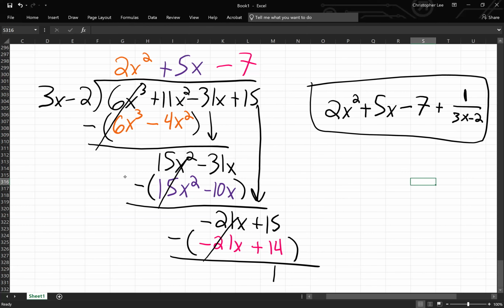Questions on that? Go ahead. The 15x squared. Perfect, right? So right here, the first one, the black one, the 15x squared. So that's 11x squared minus negative 4x squared, right? So think of it as 11 minus negative 4. Negative, negative is positive. So 11 plus 4, 15.